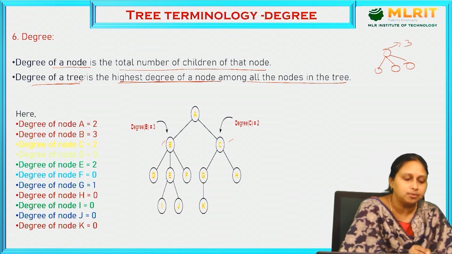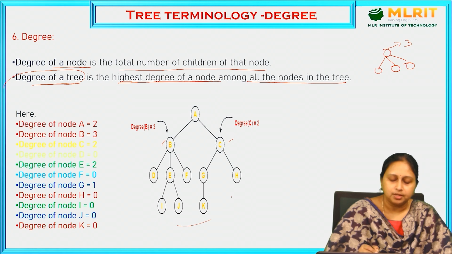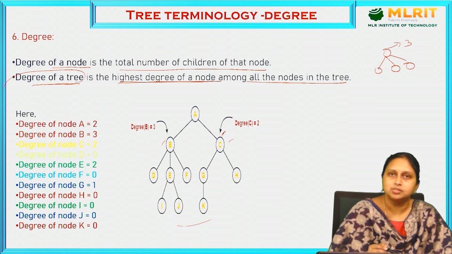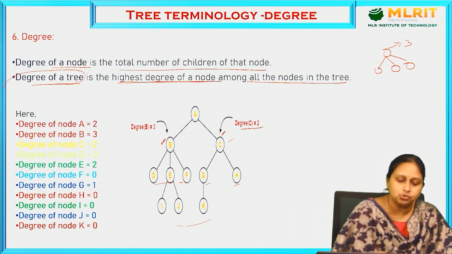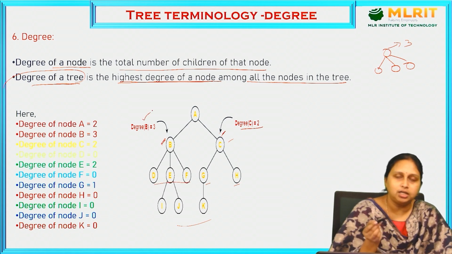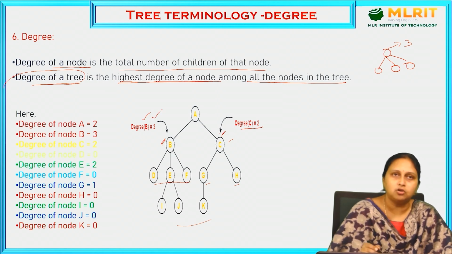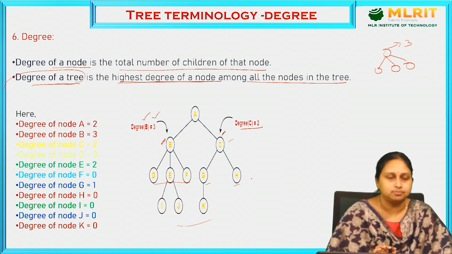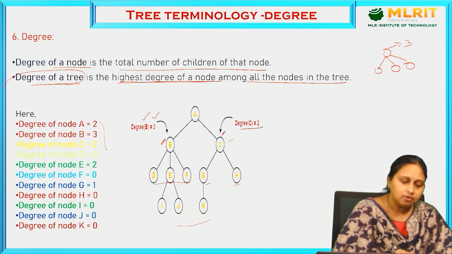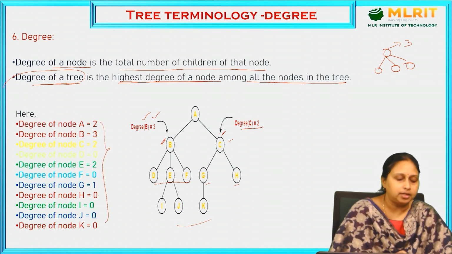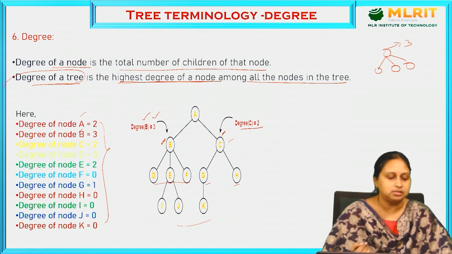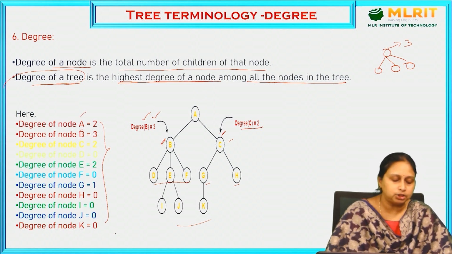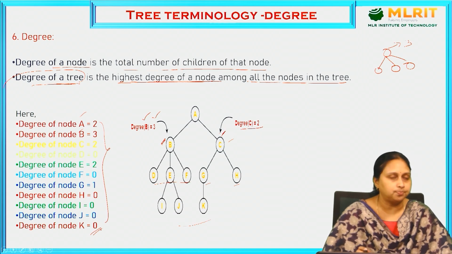From this tree, the degree of C is 2, because it has 2 children. And if I check B, the degree is 3. That's why for the degree of this particular tree, we consider 3. In the similar way, we can find the degree of a node for each and every one. Here you can refer to A, B, C, D and all. If a node doesn't have any children, we represent it with 0.